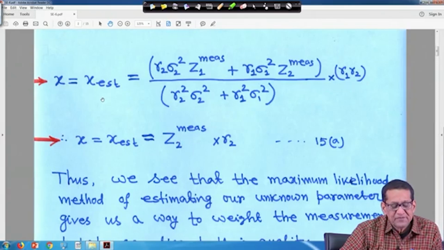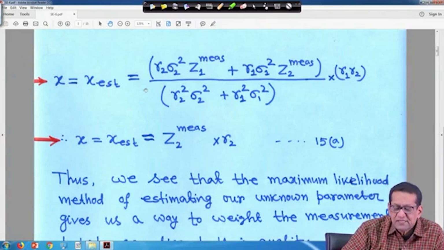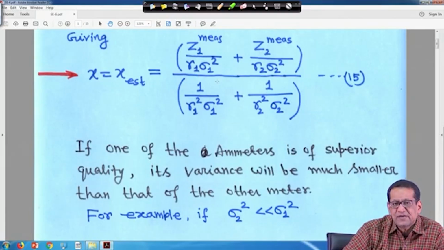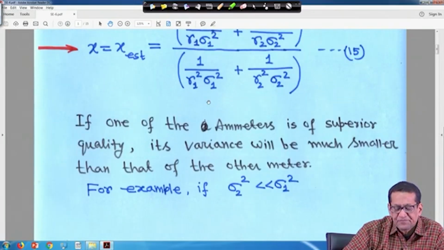Then what will happen? x estimated you can write from equation 15 only, just simplify from this equation 15 only.